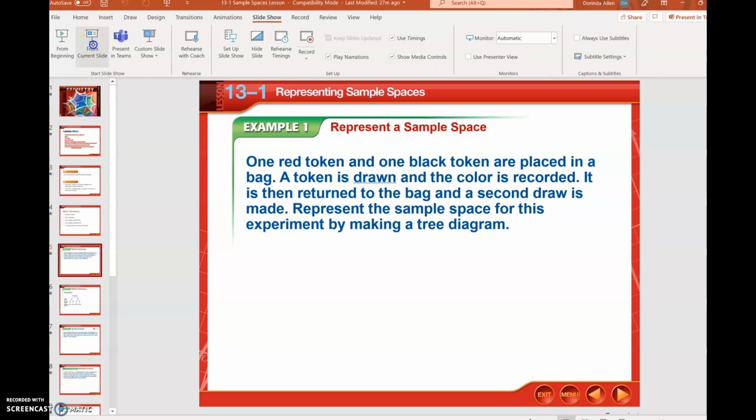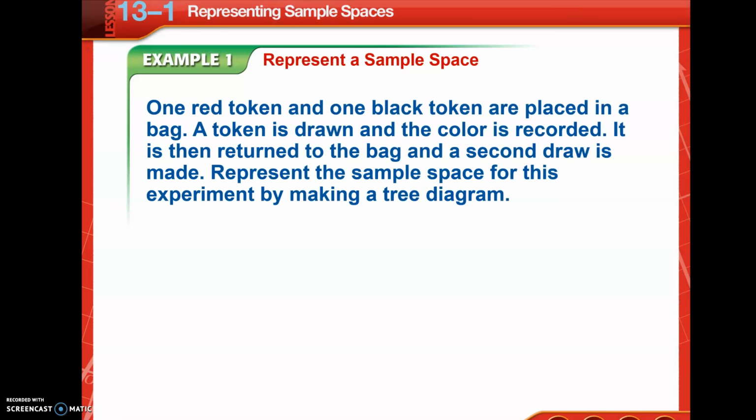All right, so we're going to do a few sections on just figuring out probability. And the first section, we're going to talk about representing our sample space because we need to figure out how many possible outcomes. So one way to do this is to make a tree diagram.